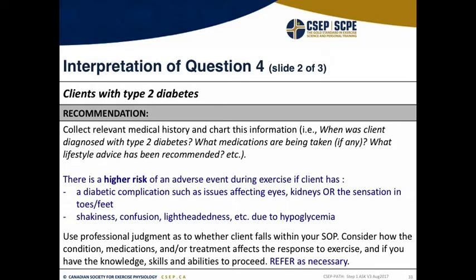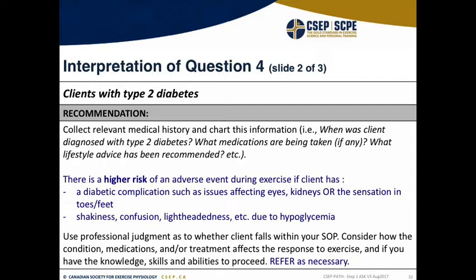So specific to clients with type 2 diabetes, exercise is beneficial in clients with diabetes, and the benefits of exercise outweigh many of the risks that could occur. So if the client has type 2 diabetes, you know the medical history that you should collect, and you know now that you need to chart this on your SOAP notes.